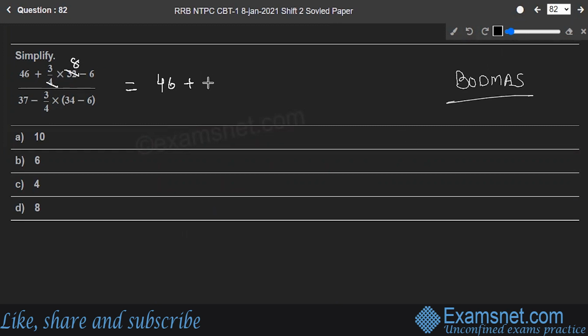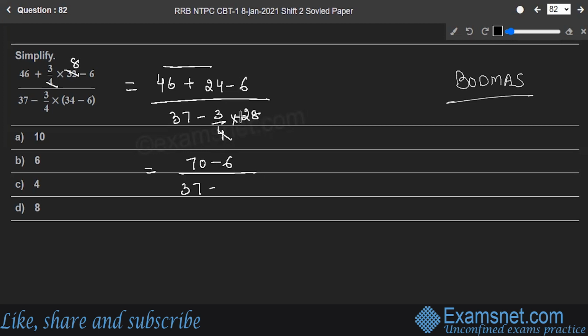3 multiply 8 will give you 24, minus 6, whole divided by 37 minus 3 by 4. 34 minus 6 gives you 28. In the numerator, I will add both of them, and I'll have 17 minus 6 divided by 37 minus, this will cancel out the 7, 37 minus 21, which will be 64 divided by 16. You know, this is equal to 4. So option C is the correct answer to the question.